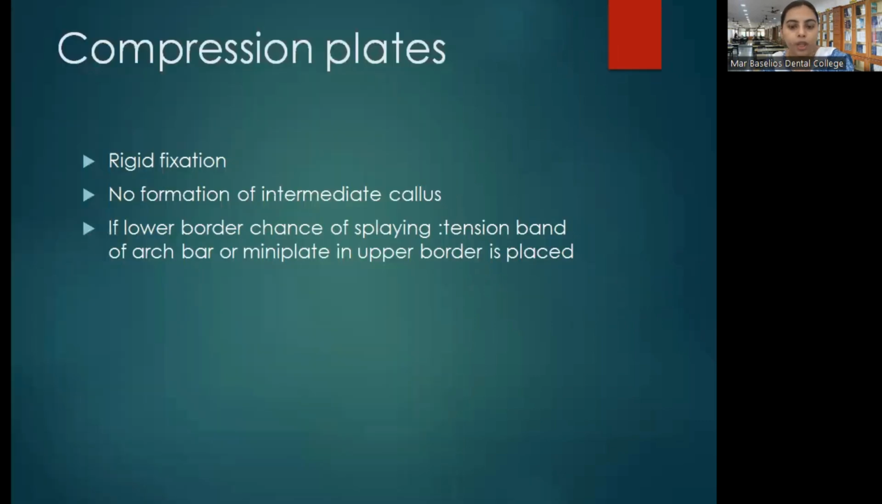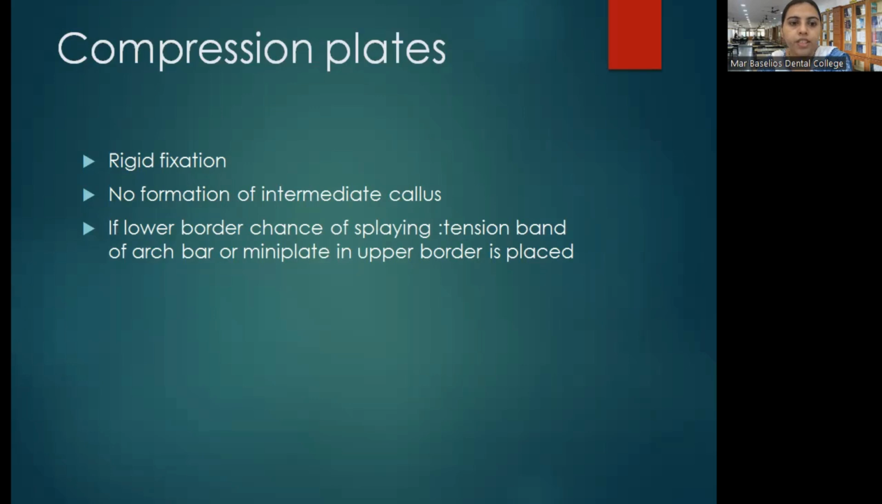Now, coming to the details. How you write an exam answer for how to manage a mandibular fracture is based upon these criteria. Now, coming to the details of each osteosynthesis method, you can see compression plates.